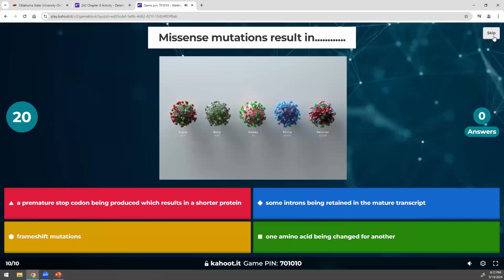Missense mutations. So we talked about the different kinds of mutations. How would you define a missense?